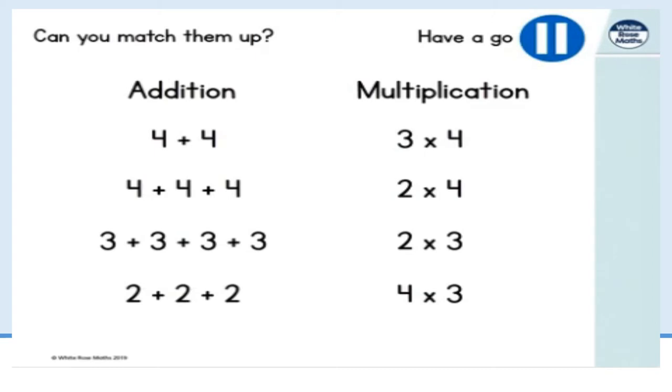Did you match them up? 4 plus 4 is equal to 2 times 4. 4 plus 4 plus 4 is equal to 3 times 4. I hadn't mixed those up too much. 3 plus 3 plus 3 plus 3, that's 4 lots of 3. And then 2 plus 2 plus 2 is the final one, so it must be 2 times 3.